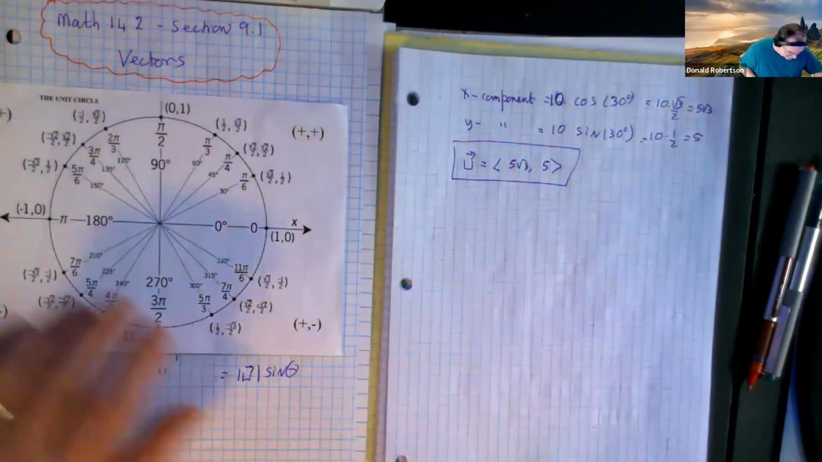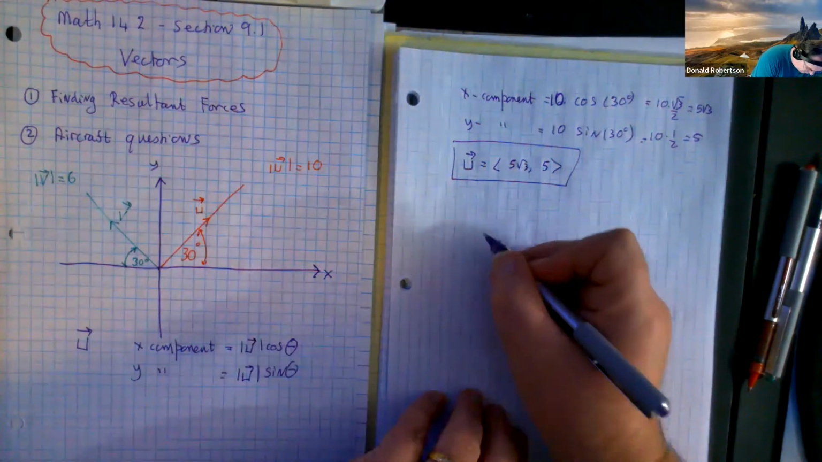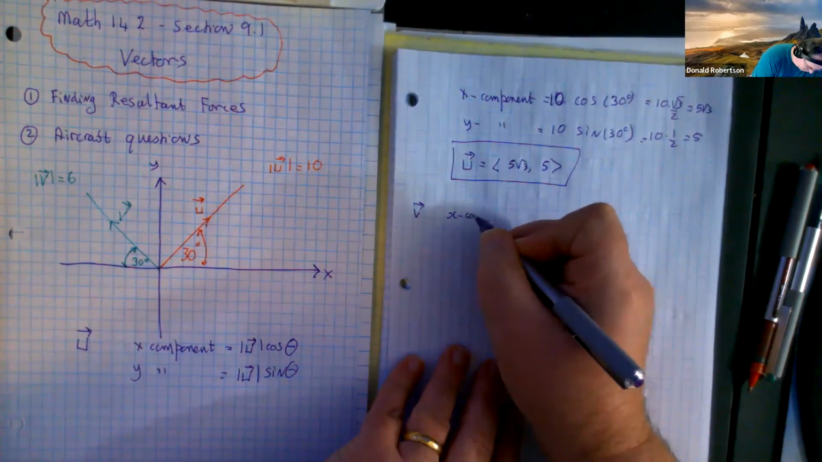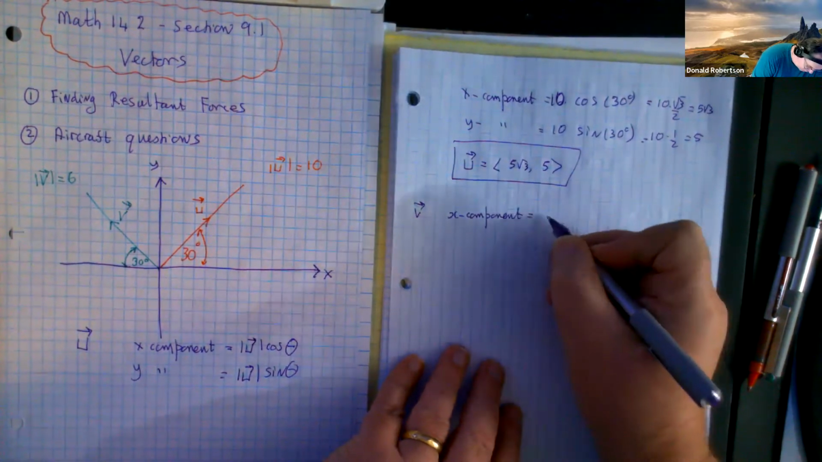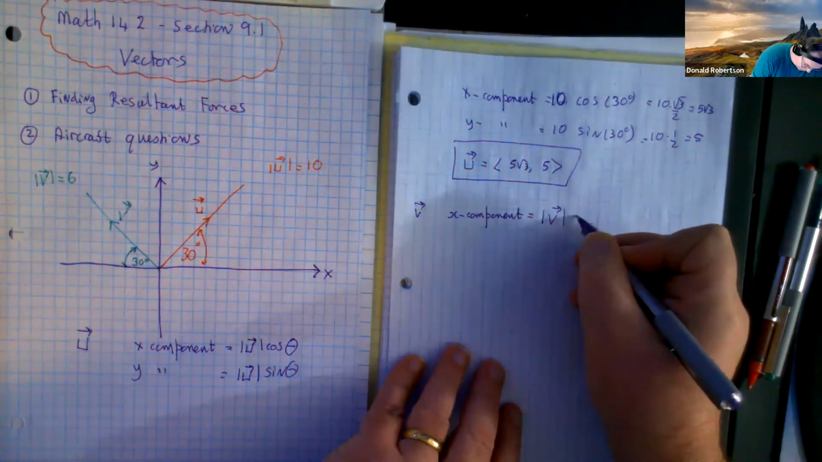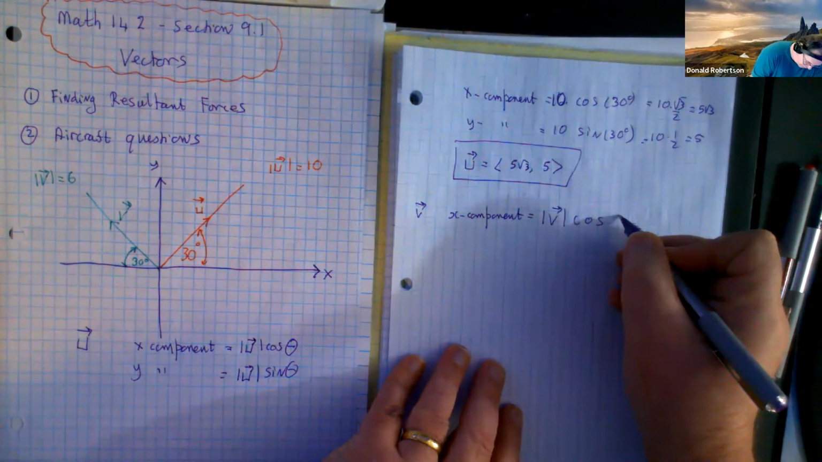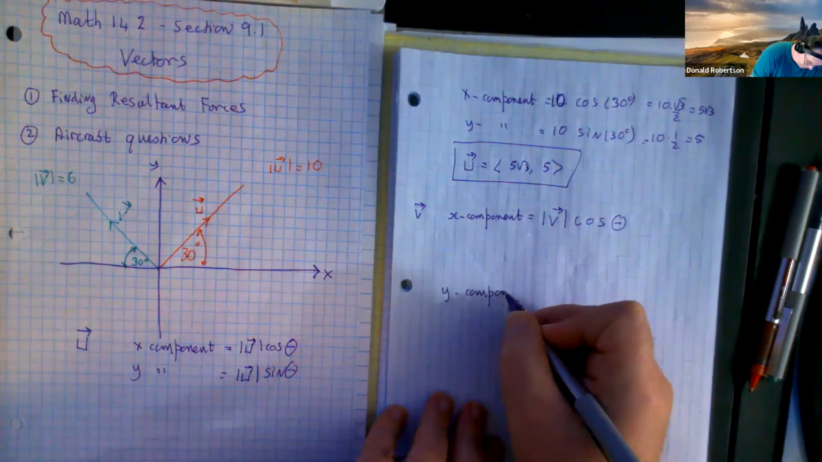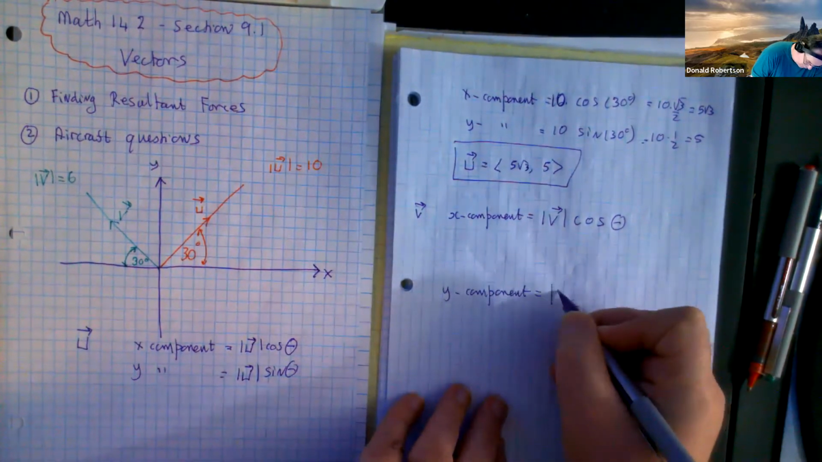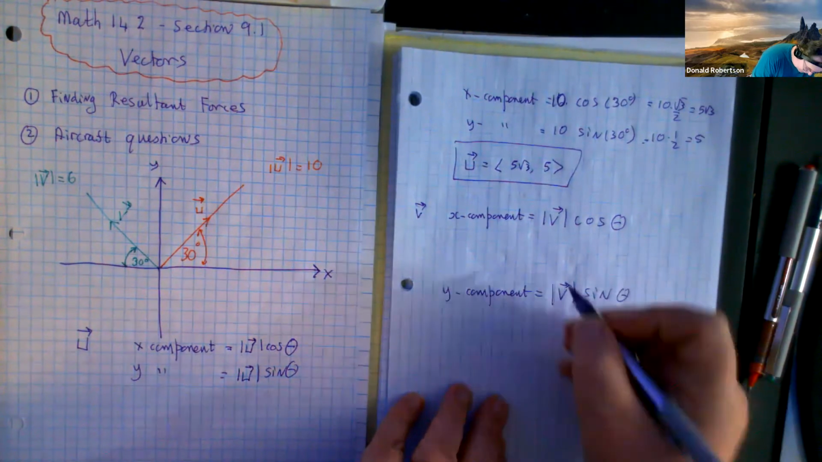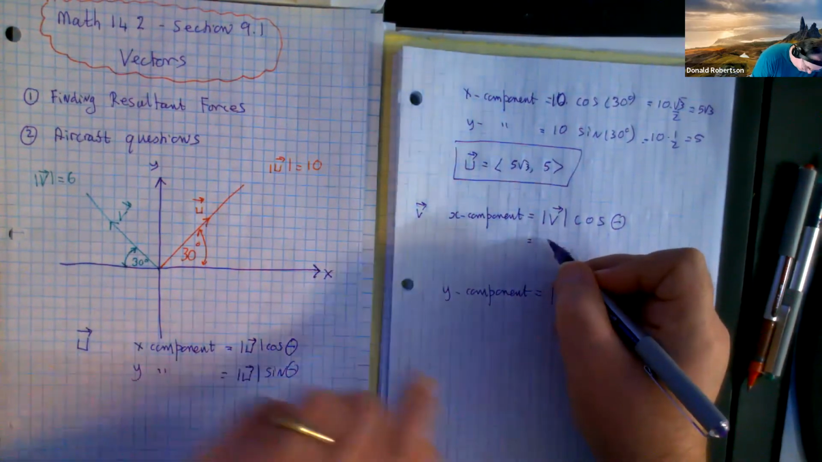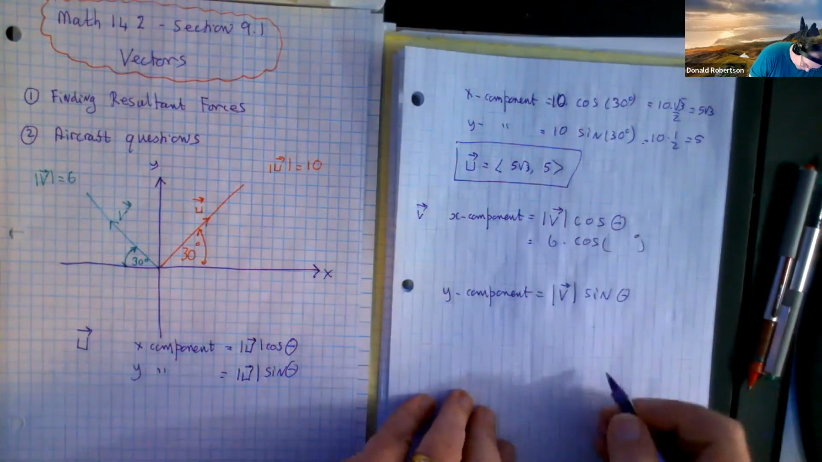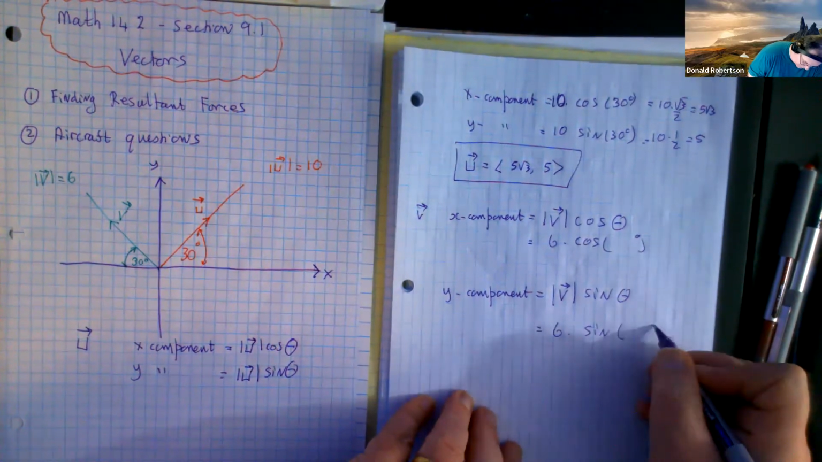And then we go and we find V. And same thing. For the vector V, the x component is going to be the magnitude of V times the cosine of the angle it makes with the x-axis. The y component is the magnitude of V times the sine of that angle. In this case, it's 6 times the cosine of somebody and 6 times the sine of that somebody.